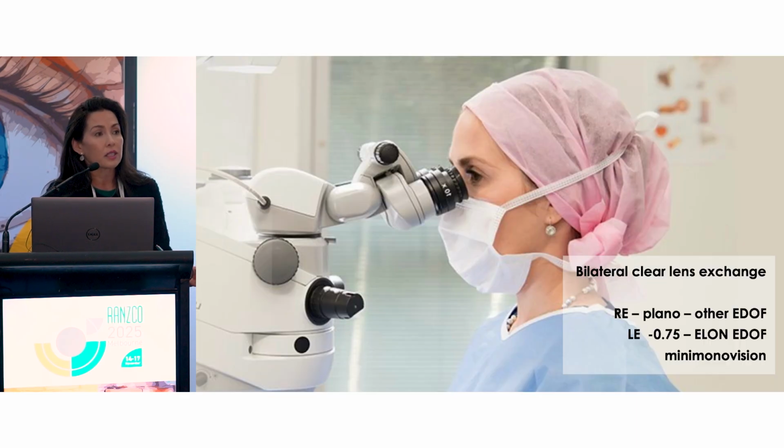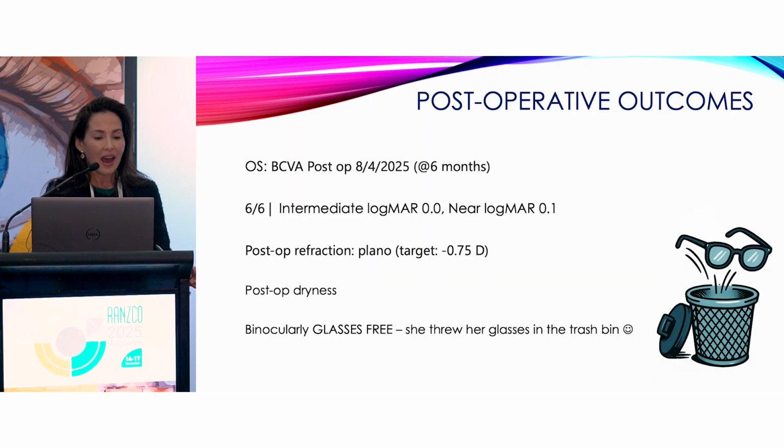So she had her right eye done with another EDOF. We just had problems getting the power in the time that we wanted to do the surgery. And then she was a good candidate for mini monovision. And I had aimed for minus 0.75 in her left eye using an Eloon. I actually hit plano, but she was very happy. We reached 6/6 for distance, N4 for intermediate, and N6 for near.